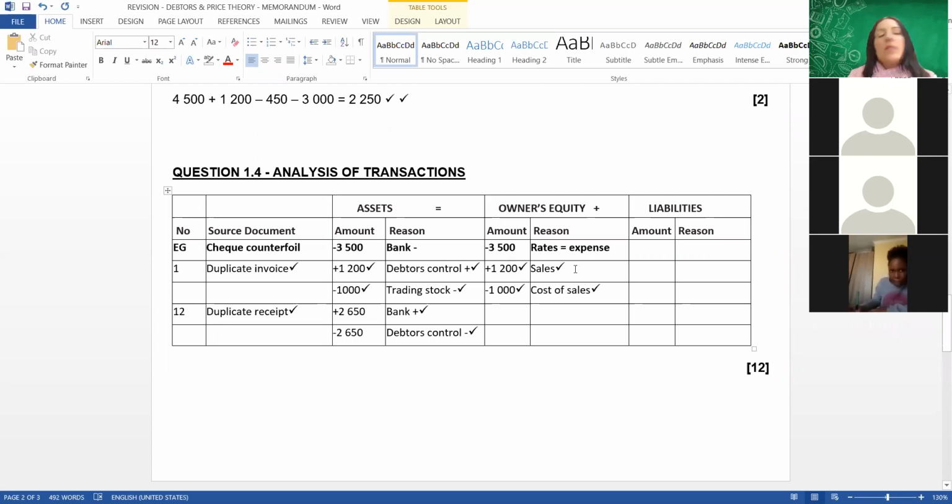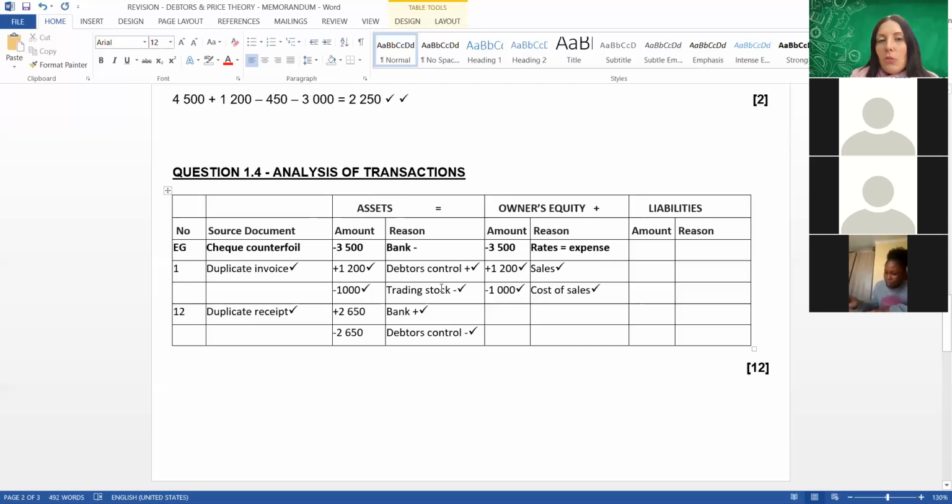Then we ask ourselves, how did the sale take place? Was it cash sales or credit sales? We said it was credit sales. So did we get money to put in the bank? No, because the debtor is only going to pay us later. But that debtor owes us the money, and that is an asset to the business. So under assets plus 1,200, because the debtors control increases.